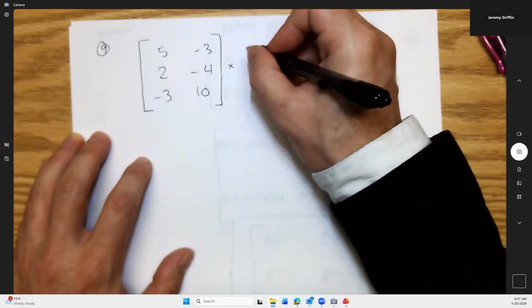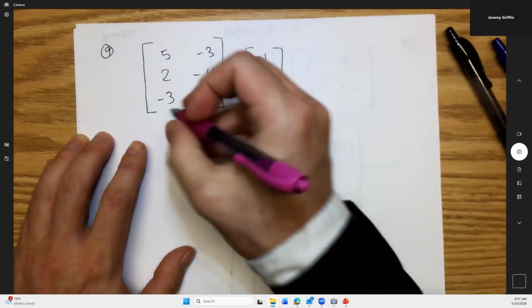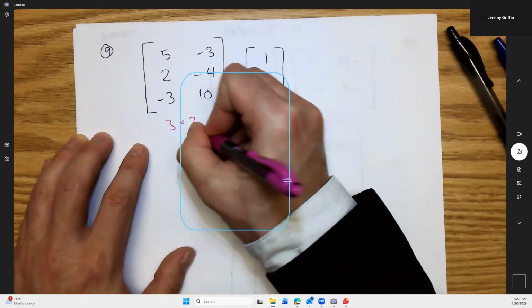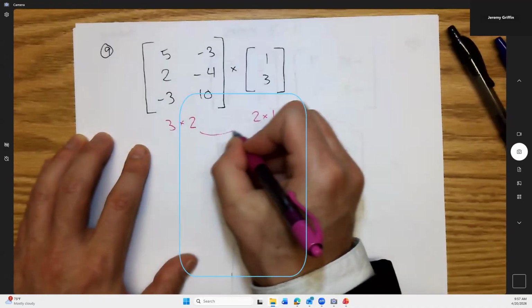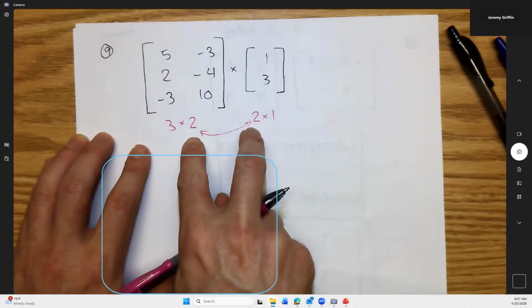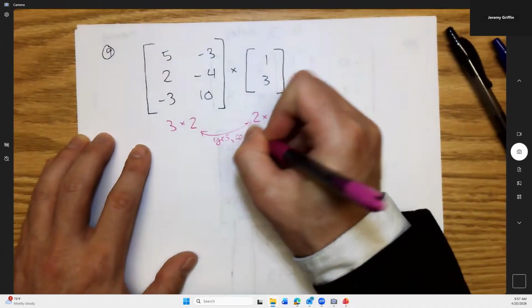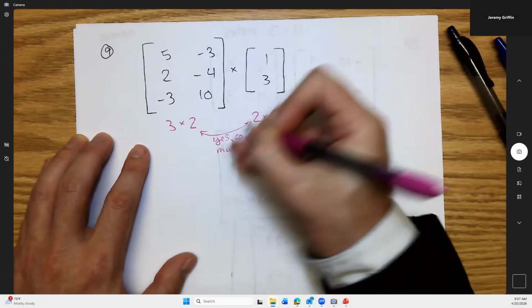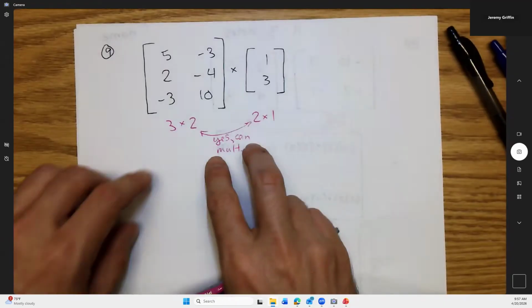All right. Okay. So this is a 3 by 2 matrix. This is a 2 by 1 matrix. So guys, are you allowed to multiply these together? Yeah, because the 2 matches the 2. So yes, we can multiply. These can be multiplied together.